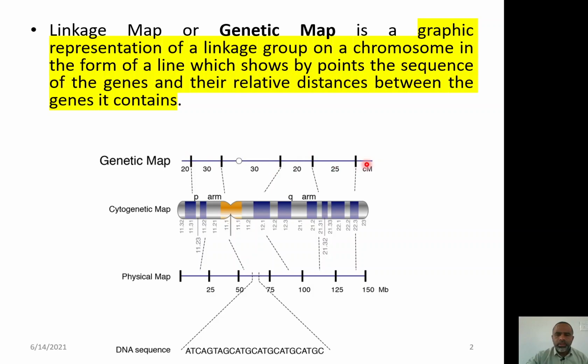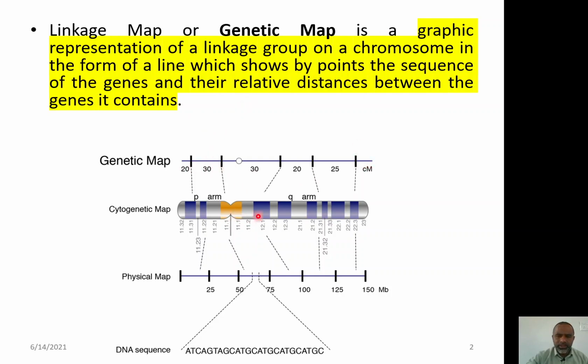It is shown by a line in which the points indicate the presence of the genes, and one gene and the other gene are placed at a relative distance between them. So, it means it is a graphic representation of a linkage group, because the genes present on a chromosome constitute a linkage group, in the form of a line in which points show the sequence of the genes.